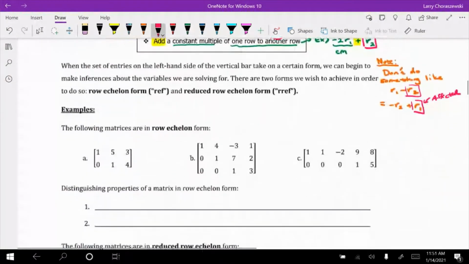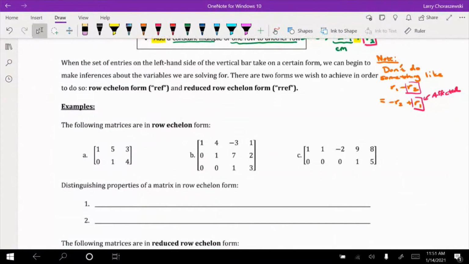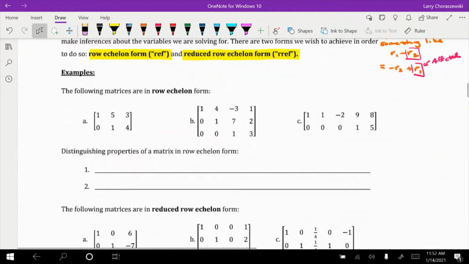Now the format of the matrix is pretty important for us. Essentially what we do is we take an augmented matrix through these row operations to put a matrix either in something called row echelon form, or REF for short, or we put the matrix into reduced row echelon form. And we're going to start with looking at the characteristics of a matrix in row echelon form. And I'll indicate two distinguishing factors.